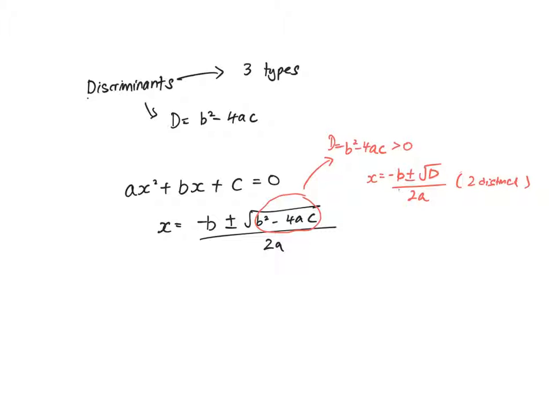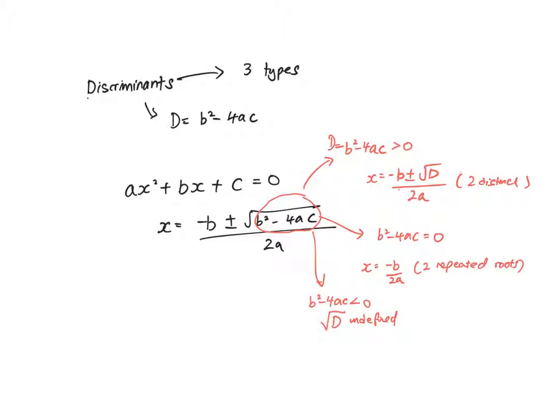What happens if b squared minus 4ac is equal to 0? Then you basically just get x equals negative b plus minus 0, which is nothing, over 2a. So if the discriminant is 0, you get 2 repeated or equal roots. And if b squared minus 4ac is less than 0, then the square root of d is undefined because you cannot square root a negative number. So you'll see this as 2 unreal or complex roots. These are the 3 situations for the discriminant.